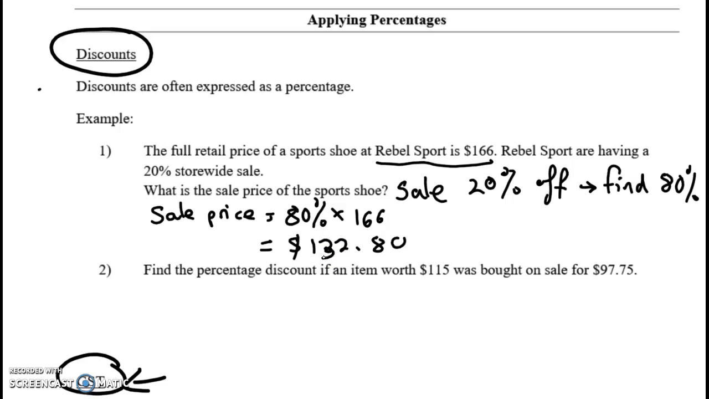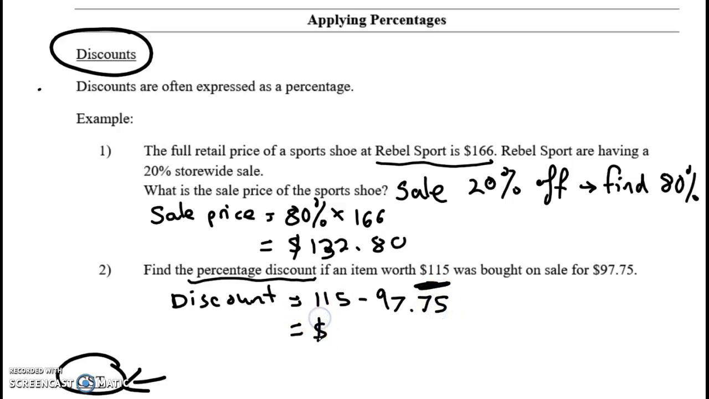Question 2. Find the percentage discount if an item worth $115 was bought on sale for $97.75. So we want the percentage discount, not just the discount. We want the discount as a percentage of the original $115, the original price. So the discount first, let's find that. The discount is equal to 115 minus $97.75. And so that gives us a discount of $17.25.